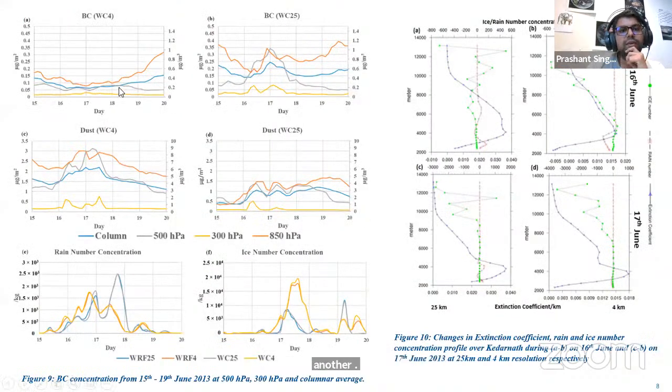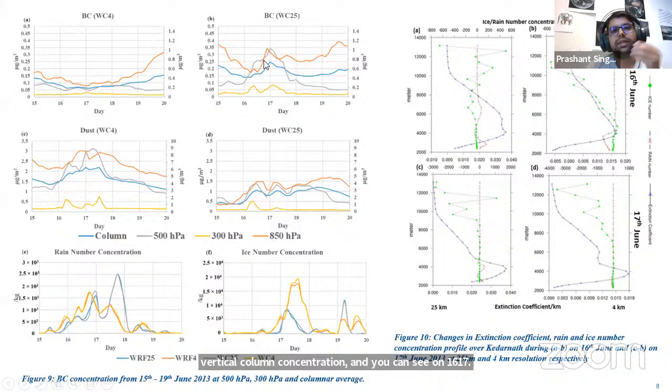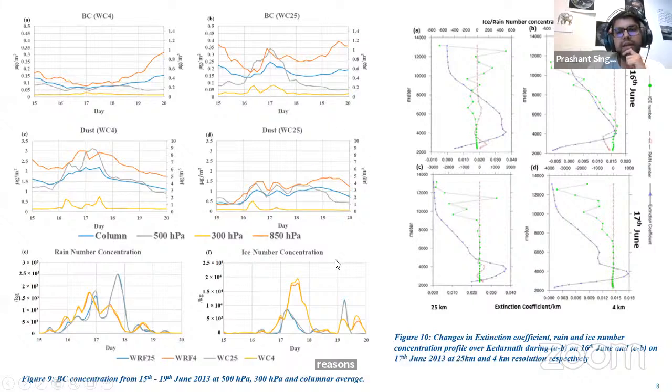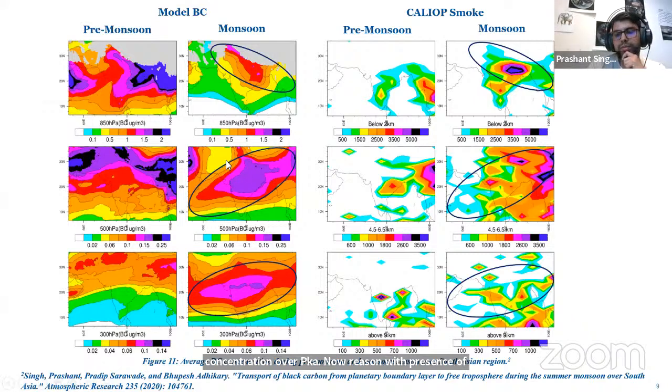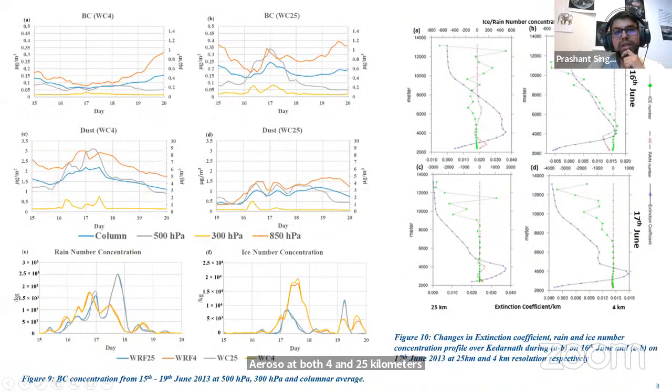Then we tried to calculate the vertical column concentration, and you can see on 16 and 17 there is a strong change in the upper level over these regions, over Kedarnath. There is also a change in the ice number and rain concentration over the Kedarnath region with the presence of aerosol at both 4 and 25 kilometer. So this was about Kedarnath.